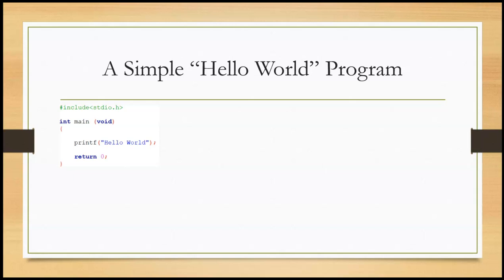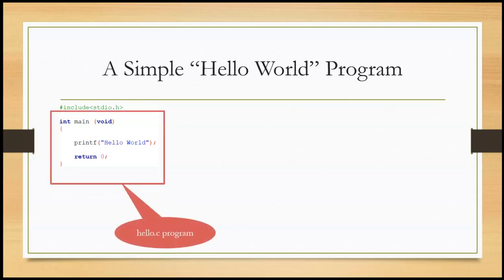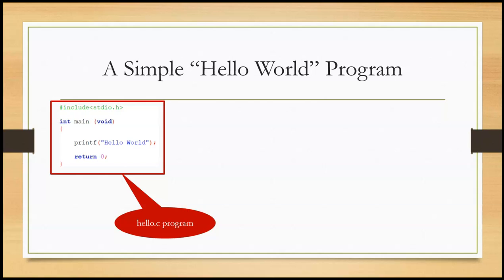Let's say we have written a simple Hello World program, and let's name this program hello.c. The first statement that we write in this program is #include stdio.h. stdio.h will be placed inside the angular brackets. The next statement would be int followed by main and then void. The void will be written inside parentheses, okay?